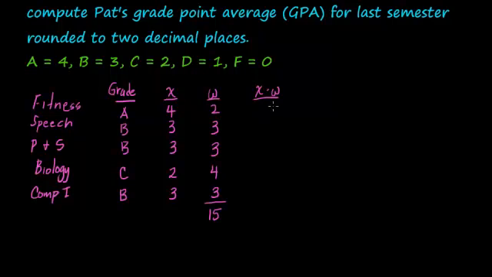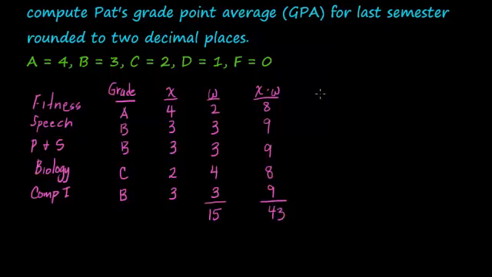Okay, so now we multiply across. 4 times 2 is 8, 3 times 3 is 9, 3 times 3 is 9, 2 times 4 is 8, and 3 times 3 is 9. Okay, and we want to get this sum: 17, 26, 34, 43.